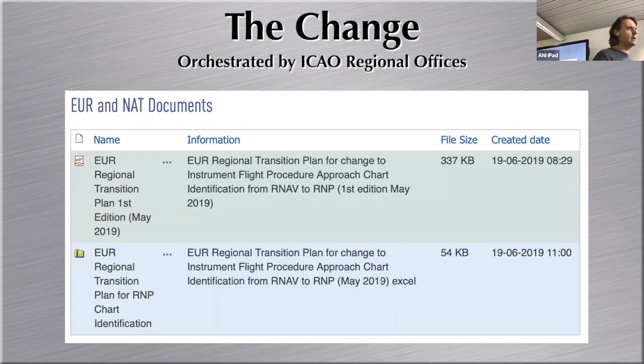Now, I quickly went to all the regional office websites. The only transition plan that I could find right away was the one from the EURNAT office, but I'm sure the other ones have it hidden somewhere in their documentation as well. So they have a transition plan. This is going to go beyond 2022, but at least there is a plan. So there are certain countries, certain groups of countries that will change together.